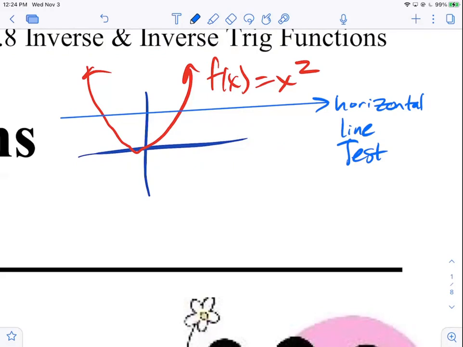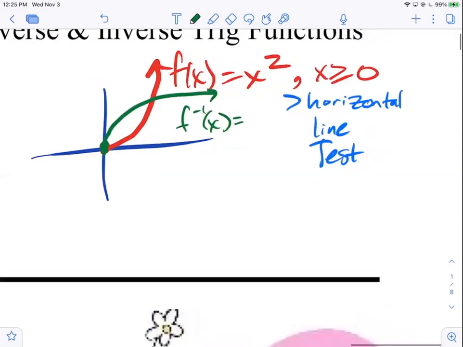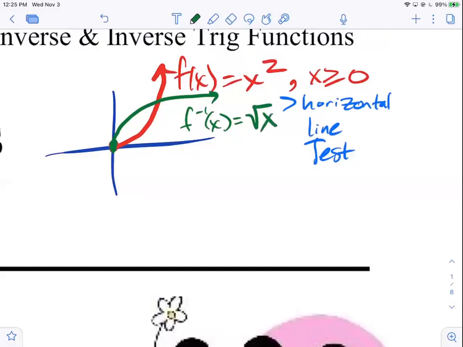But if I say, you know what, we're working with just positive values of x, like this. If I say x is greater than or equal to 0, now does that piece pass the horizontal line test? Yeah, now that passes the horizontal line test. And what would its inverse be? Its inverse would be this. f inverse would be what? How do you undo squaring something? Take the square root of it, okay? So that's true with all inverses. All right, you can make exceptions for functions that aren't automatically inverses of each other.